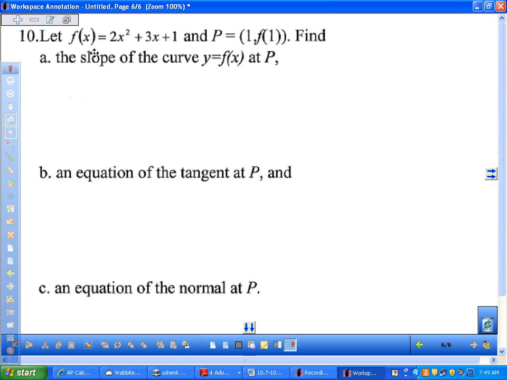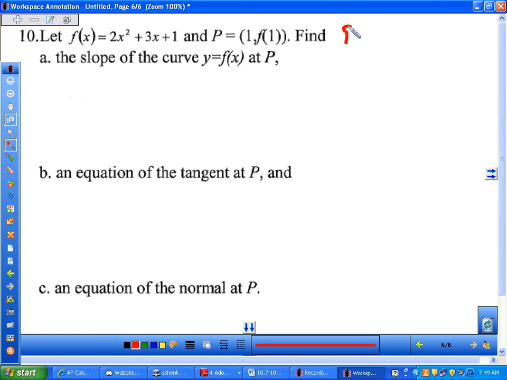Okay, and to number 10 then. So let f of x be this quadratic, 2x squared plus 3x plus 1. We're looking at the point 1, f of 1. So let's take care of that right now. What is the function value at 1? So 1 squared is 1, times 2 is 2, plus 3 is 5, plus 1 is 6. So point P is really the coordinate (1, 6). So they want me to find the slope of the curve at point P. Well, before I find the slope of the curve at point P, I'm going to find the slope of the curve anywhere.